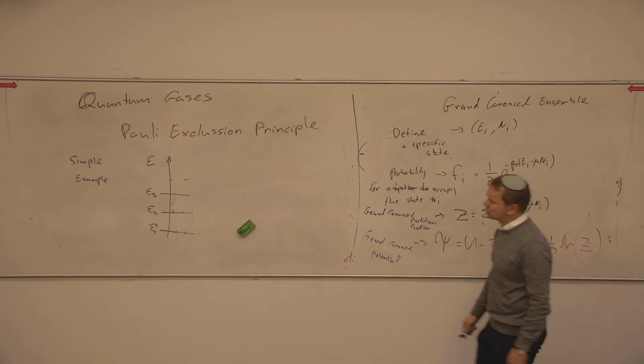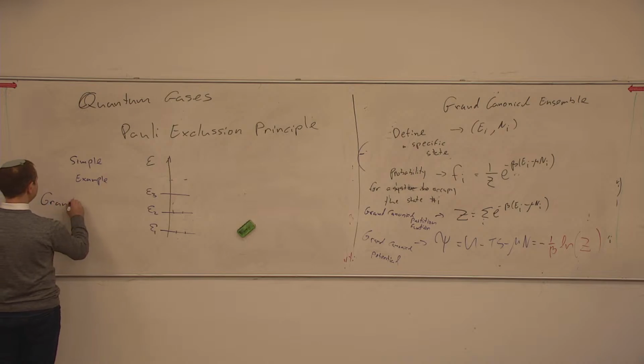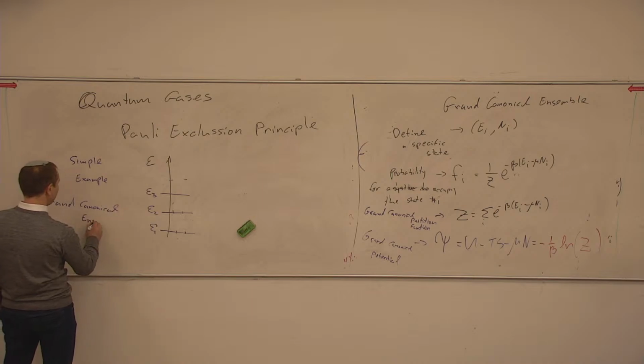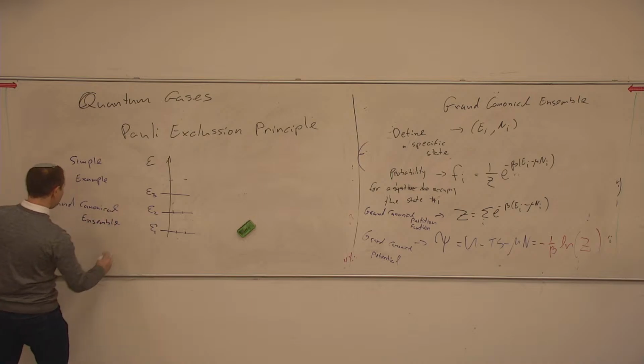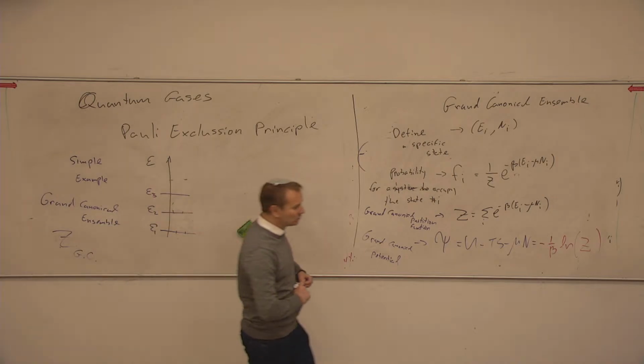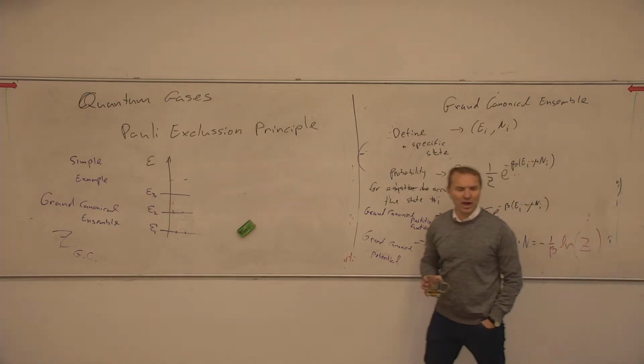And I want to use the grand canonical ensemble. And I want to write down the partition function. Okay, the grand canonical partition function. Okay. And out of this, maybe to see something about what happens in the system.